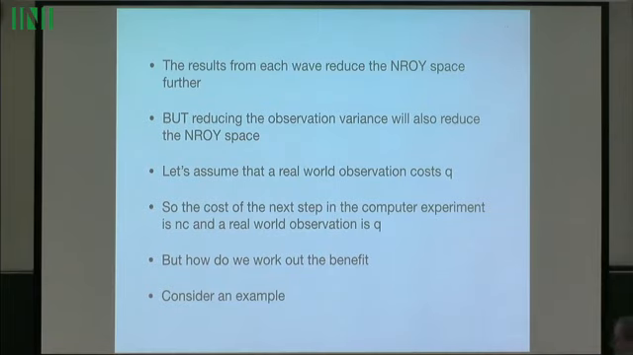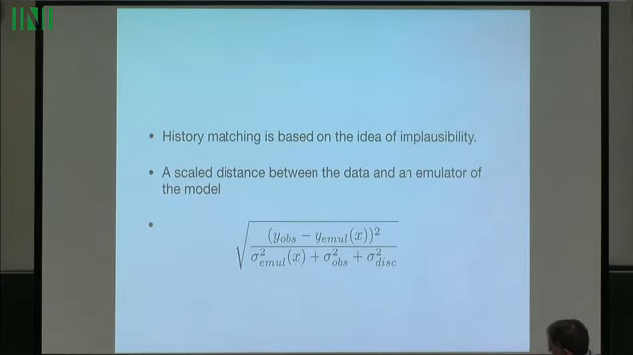But if you think of the formula, if I go back to the implausibility formula, we can reduce the size of NROI space by reducing this, or by reducing these. This one is pretty fixed. We're not going to remove the discrepancy. Our model's not going to get better as we go through the history matching process. So I could also reduce space by changing the observations, as well as by changing the emulator.